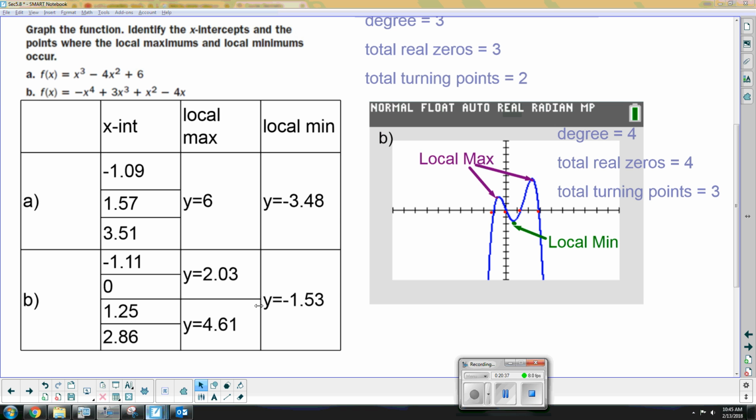And actually that should be positive 2.03 for the local maximum. So this local maximum for B actually should be positive 2, because again, we're looking at the y values. So here's local maximum, and then here's another local maximum. And then our local minimum should be negative 1.53.